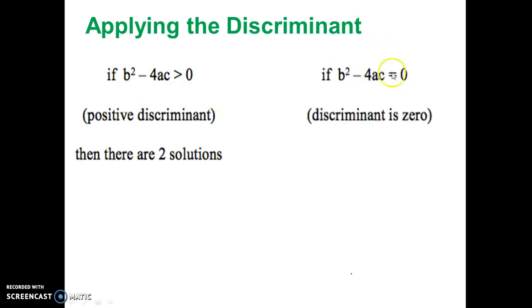If the discriminant is equal to 0, that means in the quadratic formula, if we have a square root of 0, then there is one repeated solution. That means one solution that occurs twice.